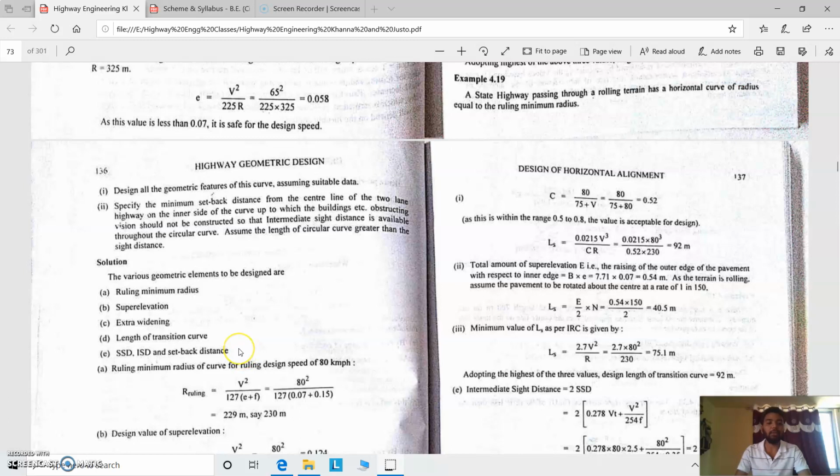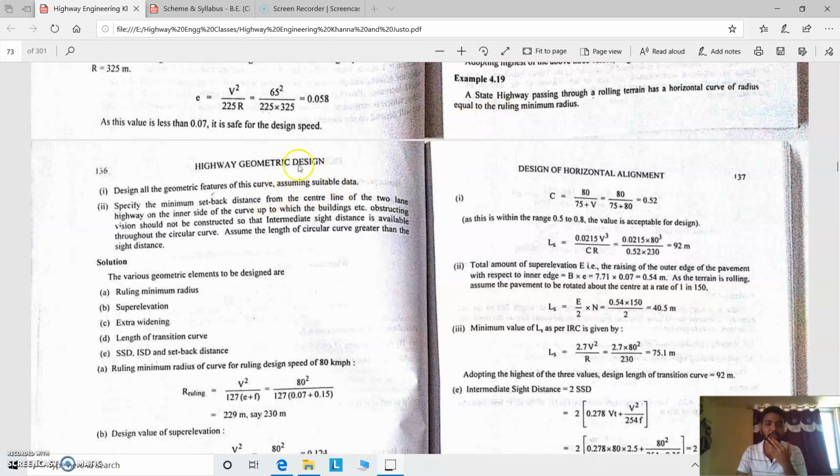So here you have to compute the r value, that is the radius of the curve. You should remember the formula from which you get the r value. In superelevation, you get r equal to v square divided by g into e plus f. Using this equation you can calculate this rolling minimum radius. We have already discussed this.